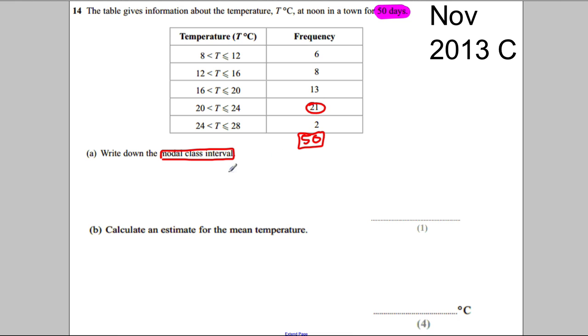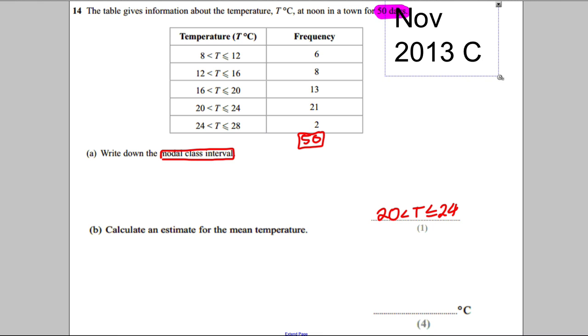It's clearly in this group here, so we're going to write 20 less than T less than or equal to 24. Careful not to write 21. That's the number of the most things that happen, but this is the modal class interval. Then it says calculate an estimate for the mean. We do our same old thing, so let's do the same old stuff we're used to now.